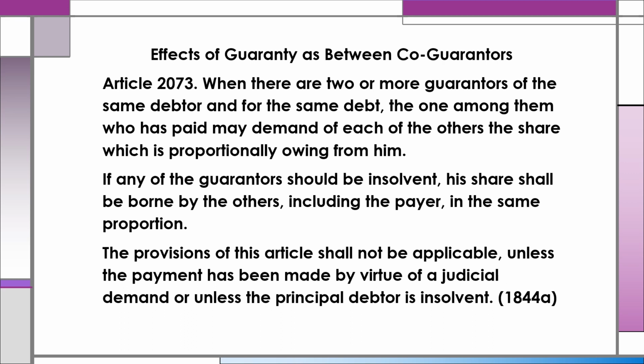That is the second paragraph. The provisions of this article will apply only under two situations. If the payment was made by virtue of a judicial demand, meaning they were sued and that is why they paid, or the principal debtor is already insolvent. So those are the situations where the scenario under 2073 would be applicable.